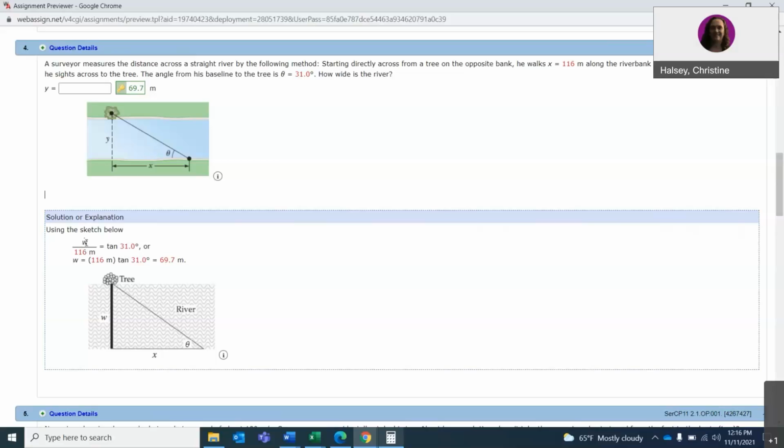All right, so we're solving for w. W divided by 116 equals the tangent. With tangent, we're using opposite over adjacent, right? It's been a while since I've done that, and it just came out, so I hope that was right. Or is that opposite over hypotenuse? Let's see, 116. Yeah, we're looking for the hypotenuse.